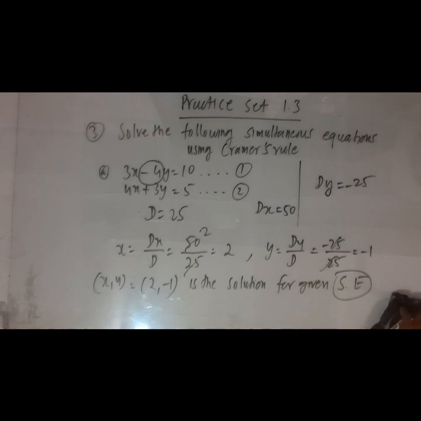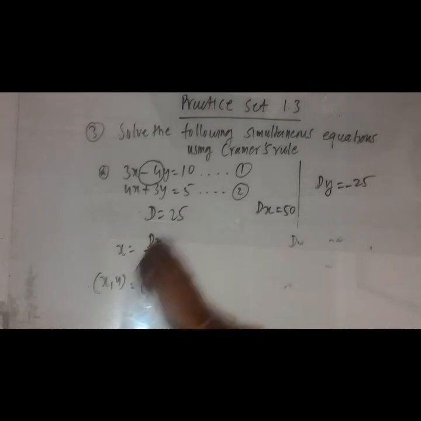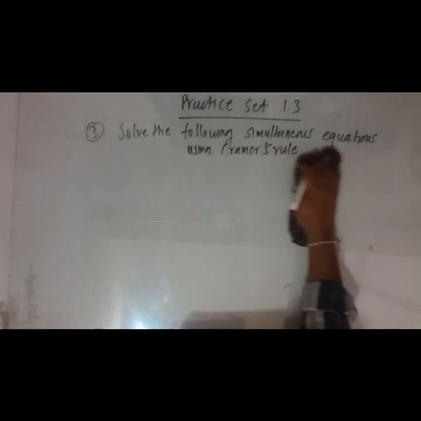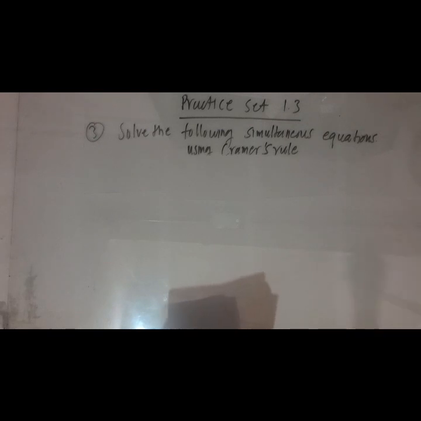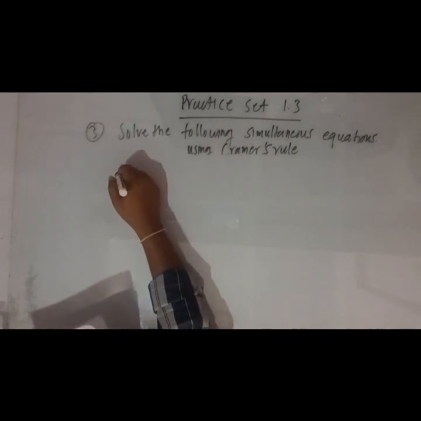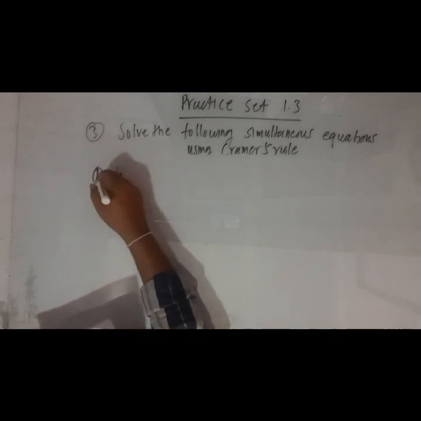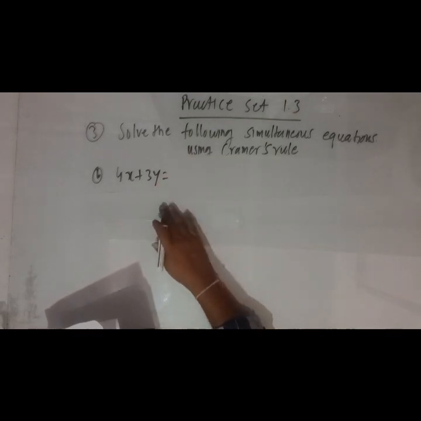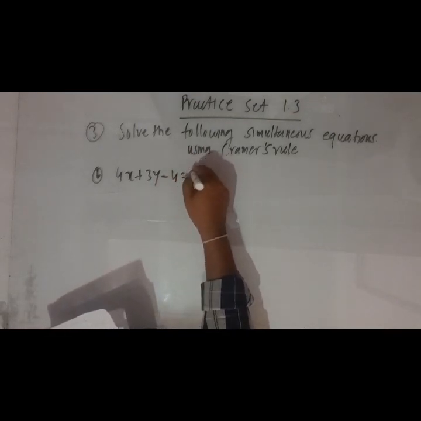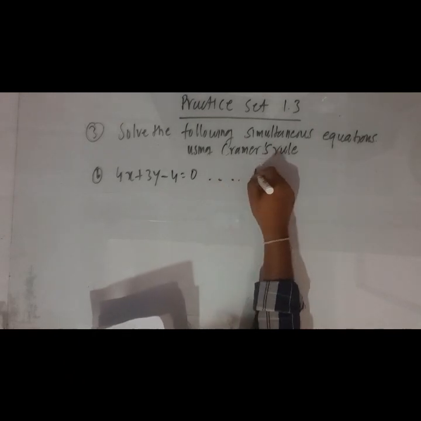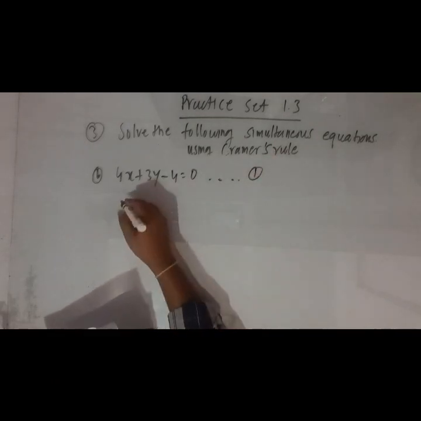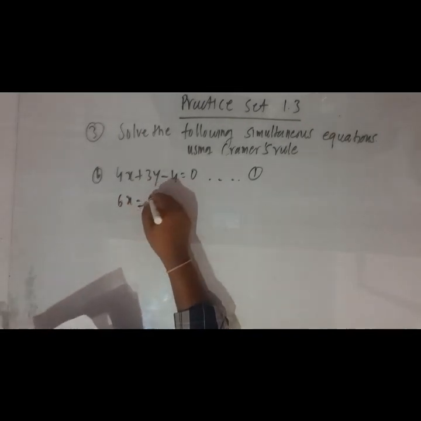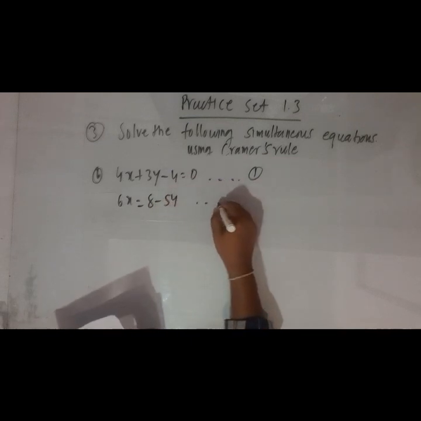So what is the second question? You are given two equations. The first is 4x plus 3y minus 4 is equal to 0, and this is equation number 1. Another equation is 6x is equal to 8 minus 5y. This is equation number 2.